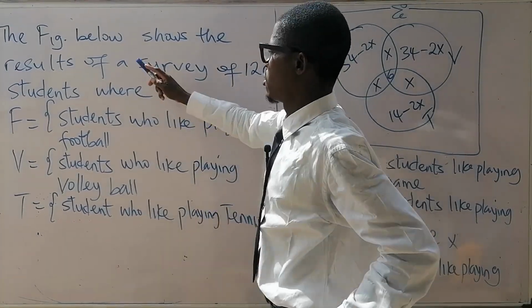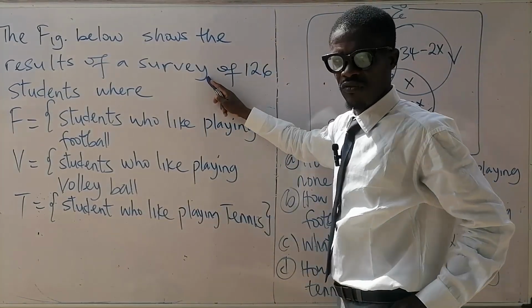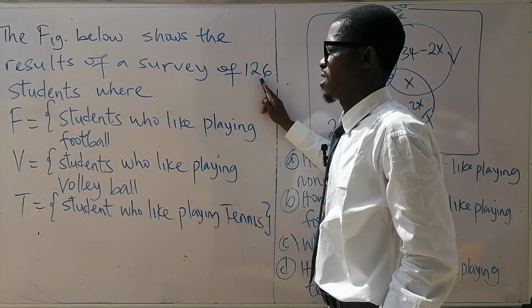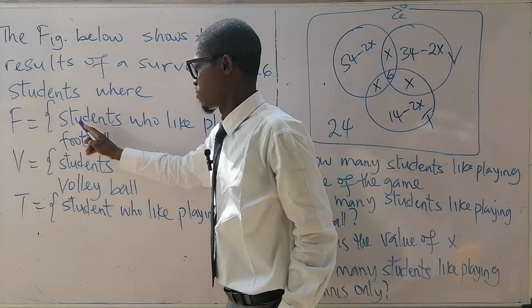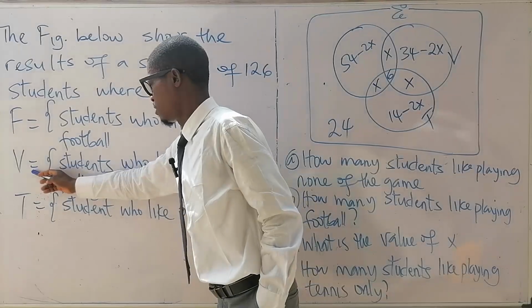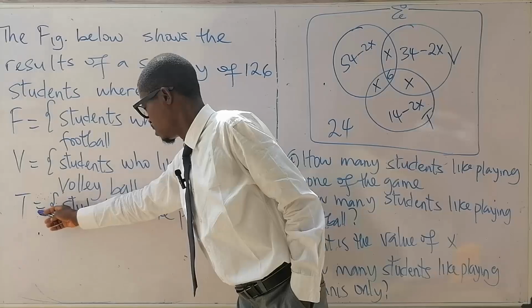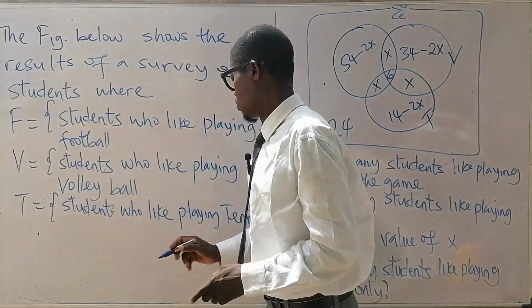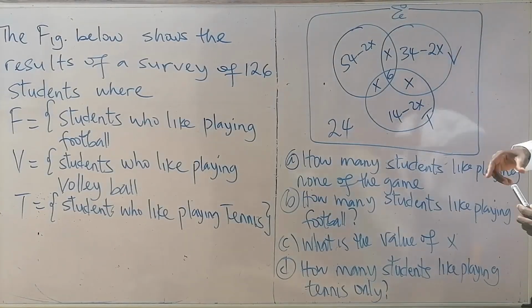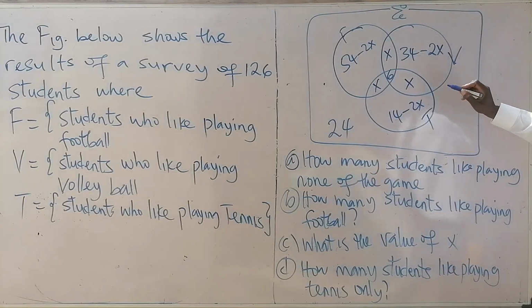We have this question. The figure below shows the results of a survey of 126 students, where F is the set of students who like playing football, V is the set of students who like playing volleyball, and T is the set of students who like playing tennis. And we have the figure below. This is a football, this is a volleyball, and this is a tennis.